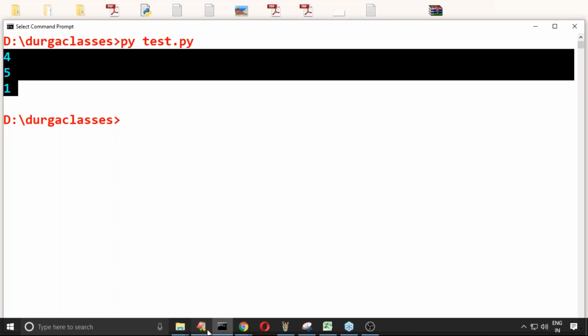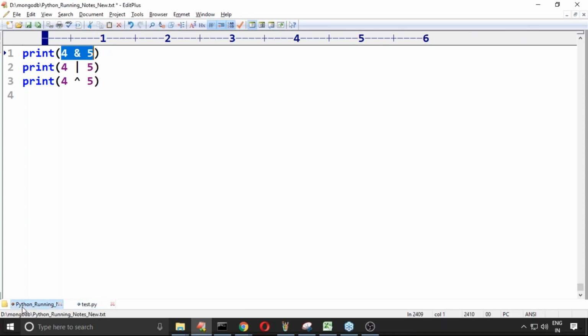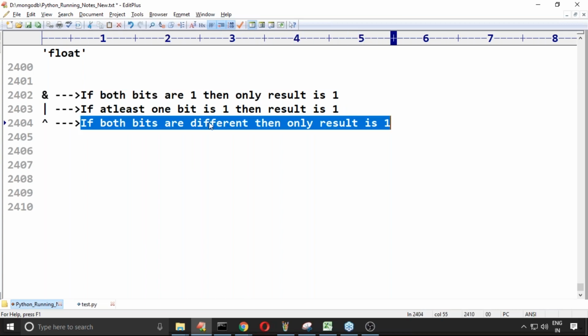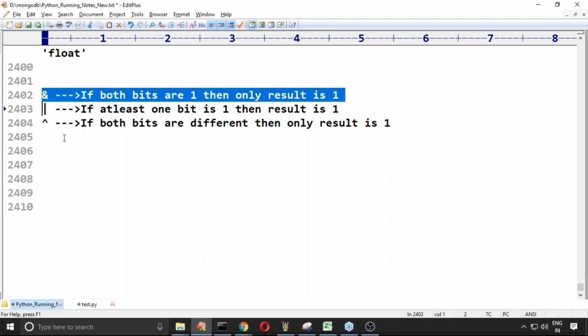Okay, now that's all. This is about bitwise operators. Why the word bitwise? What is the behavior? If both the bits are 1, then only the result is 1. Remember this one. If both bits are 1, then only the result is 1 in the case of the AND operator. If both the bits are different, then only the result is 1 in the case of the exclusive OR operator. Don't keep any doubt in these things.